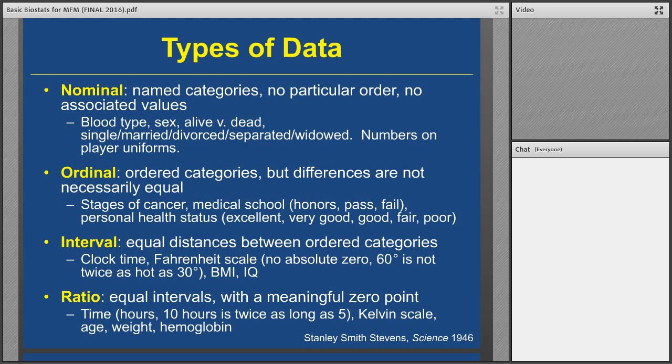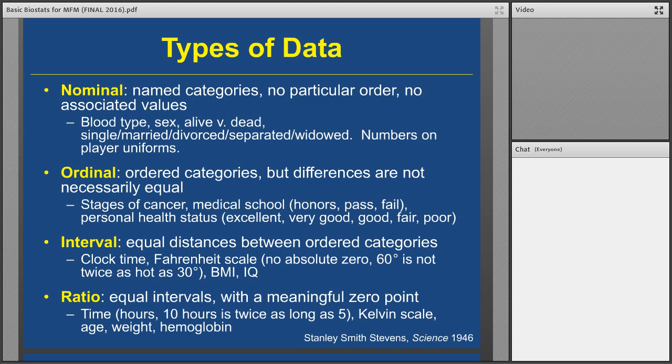And then we have interval data. Interval data are generally numbers, and there are equal distances between the ordered categories. So clock time, Fahrenheit scale for temperature. Fahrenheit scale doesn't have an absolute zero, and 60 degrees is not twice as hot as 30 degrees, but 31 degrees is one more degree hotter than 30 degrees. And then BMI and IQ. BMI doesn't have a zero. There's nobody with zero BMI, and IQ as well.